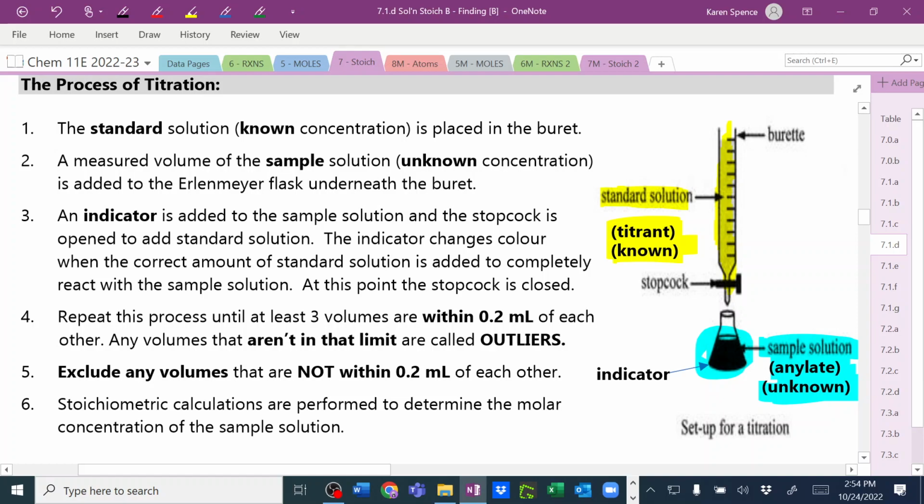Phenolphthalein is an example of an indicator. It will change when we have added exactly the right amount of standard solution to react very precisely with the sample solution, okay?